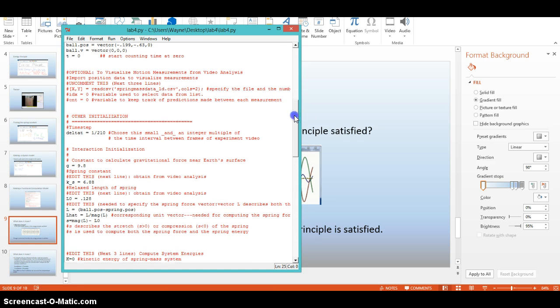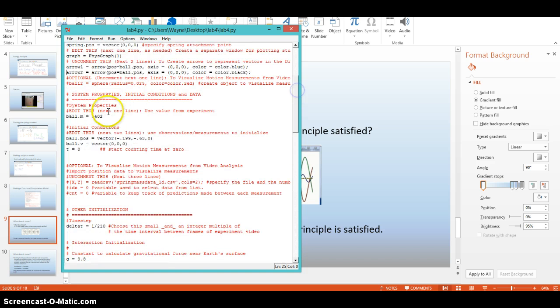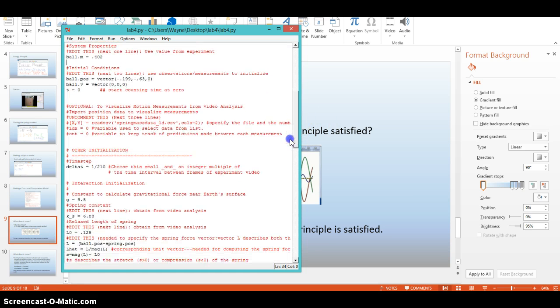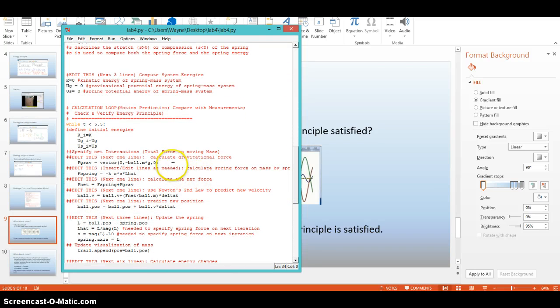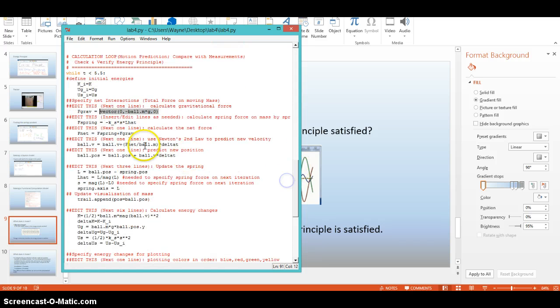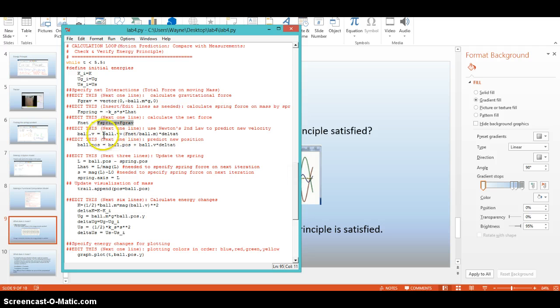So first we have to use the mass given, input that into our code, and we also input our different vectors. So the force of gravity is negative mg. The net force will be the force of the spring plus the gravitational force. The ball velocity equals the initial ball velocity plus F net over m times delta t. This is part of our Newton's second law momentum principle.